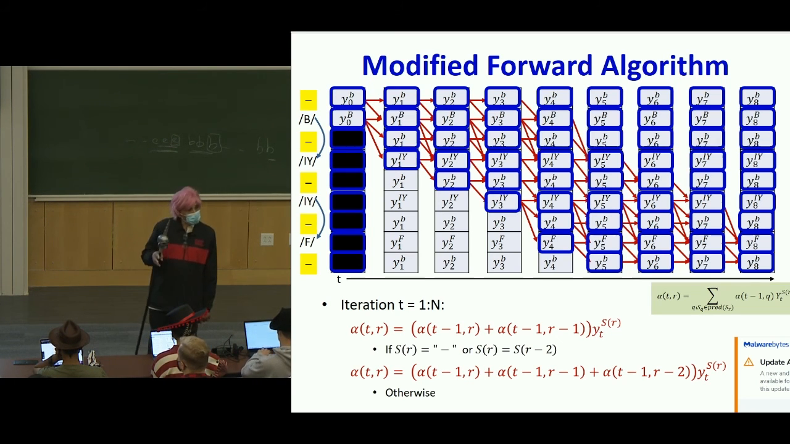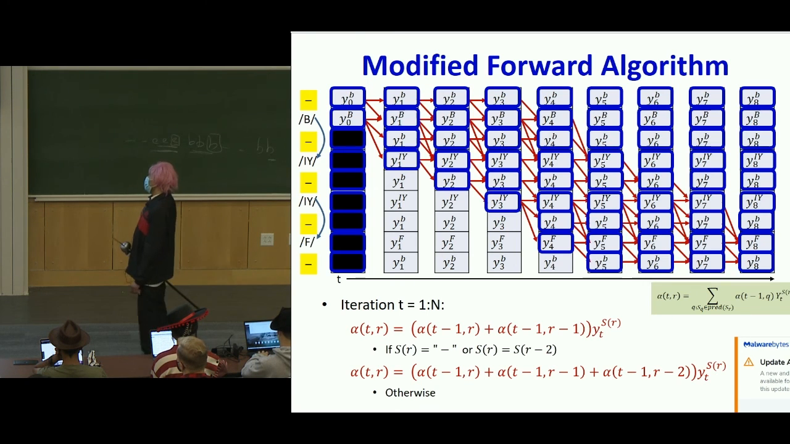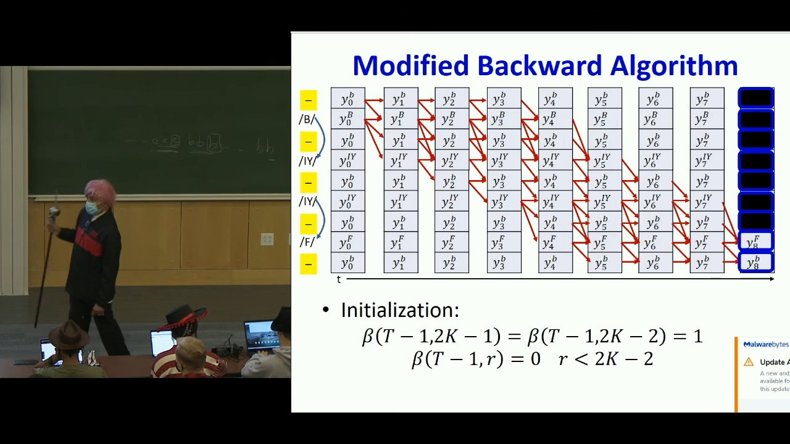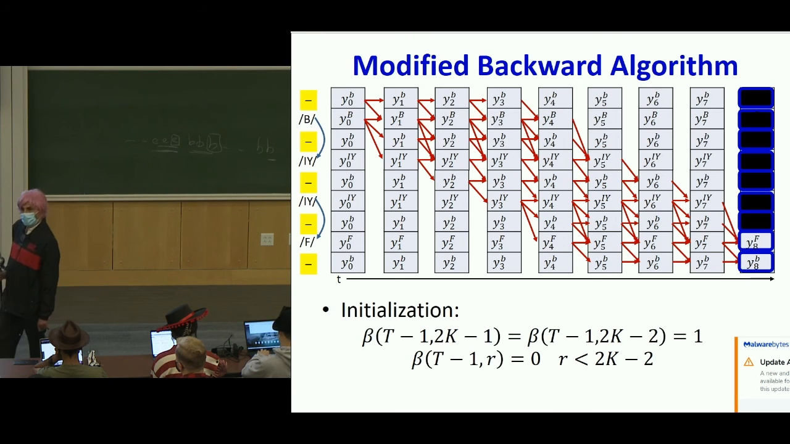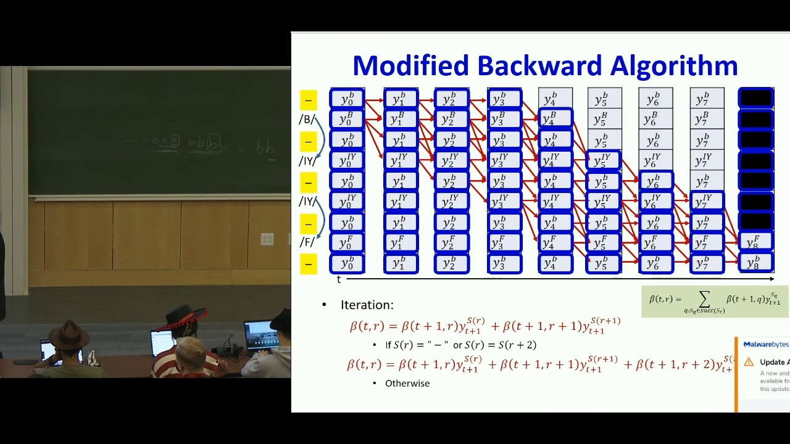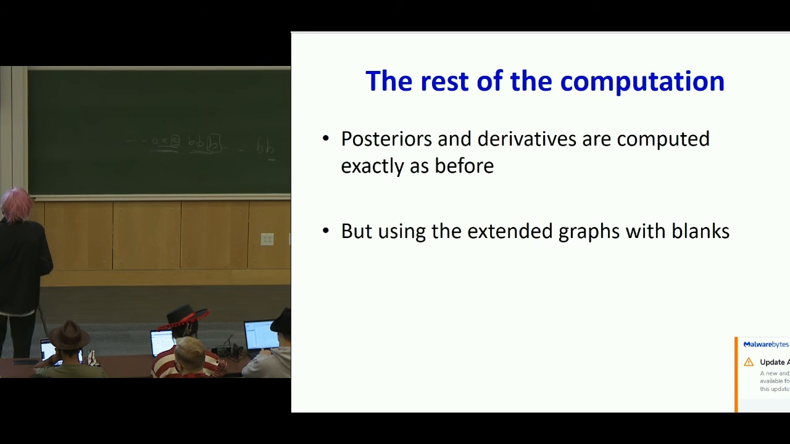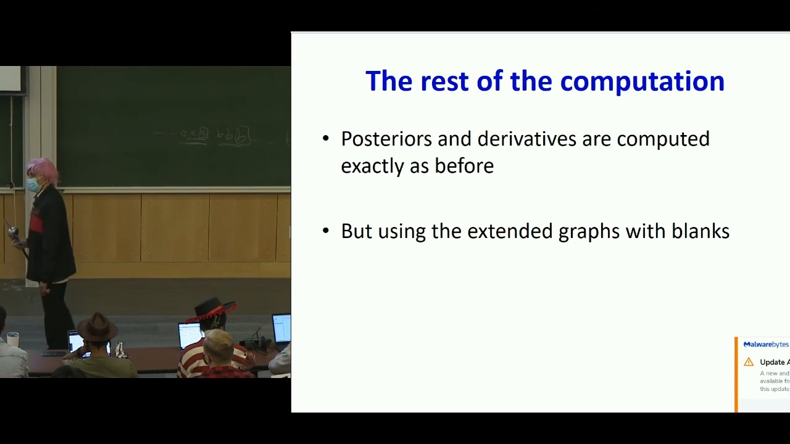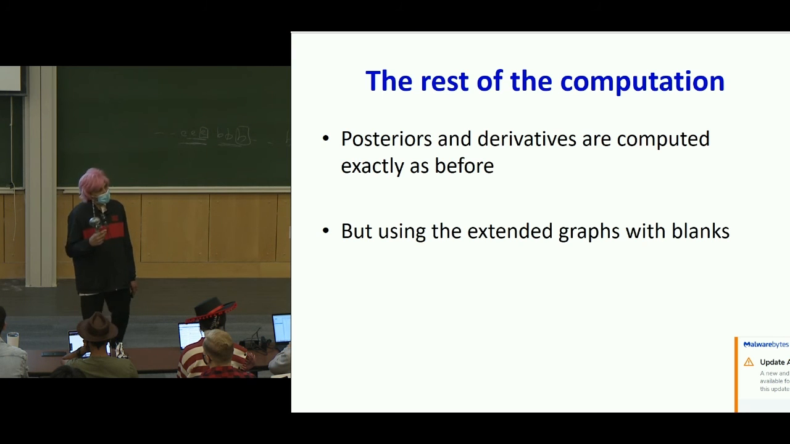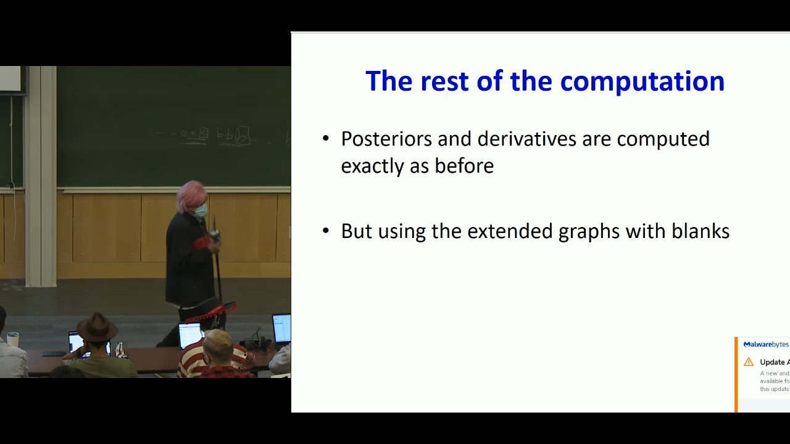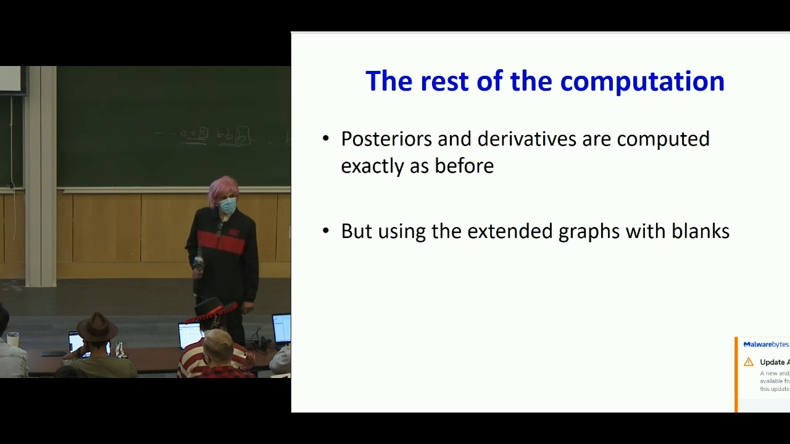Now some nodes will have 2 predecessors, some nodes will have 3 predecessors. I can also use the same graph, the modified graph, to perform the backward algorithm. Some nodes will have 2 predecessors, some will have 3. And then once I do that, I'm going to get alphas and betas going forward and backward. And the posteriors are going to be computed exactly the same as before, but using the extended graph with blanks.